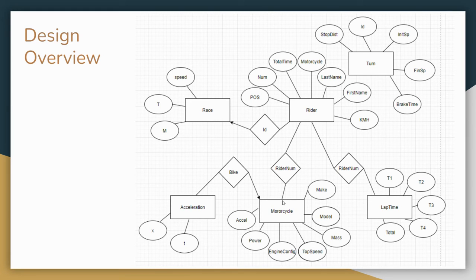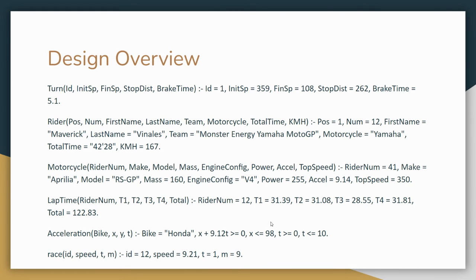Now, rider also has a one-to-one relationship with motorcycle, which is the rider's motorcycle. It'll also include things on that motorcycle such as the make, the model, the mass, just the basic information about a motorcycle that a rider could be handling in that particular race. There's also a one-to-many relation between acceleration and motorcycle, as many motorcycles could have the same acceleration going. And then, Courtney.